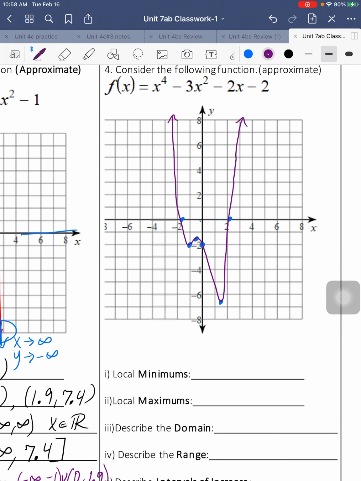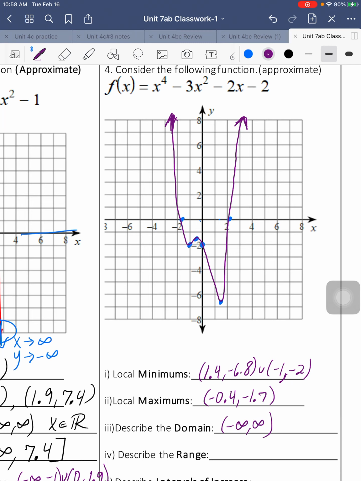All right, local minimums. There's 2 of them. We had those labeled already from the graph, and you can certainly do this before you draw it. And -1, -2. Maximum. The domain. Well, let's go into the left. And the graph's going to be continuous, and it's going to go to the right forever, so -infinity to infinity.